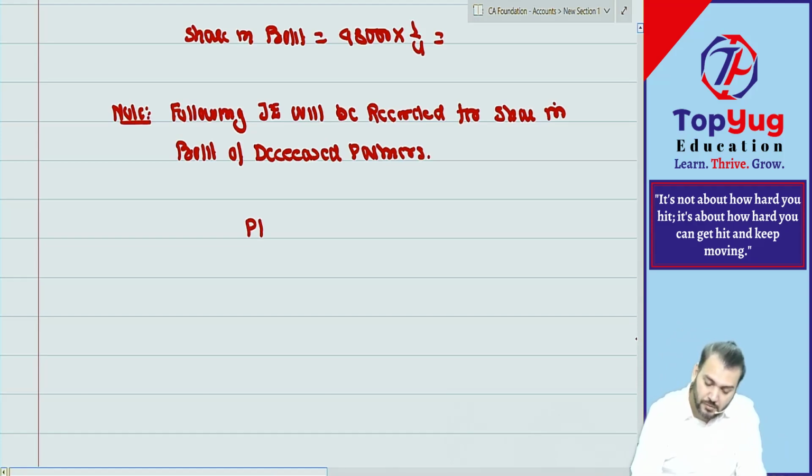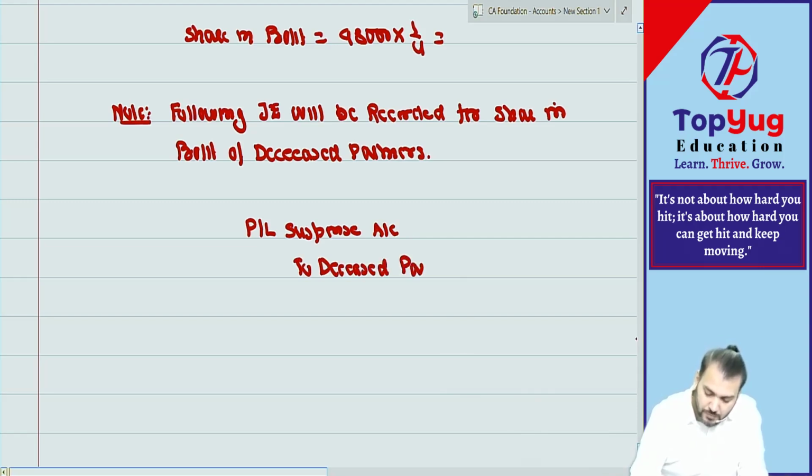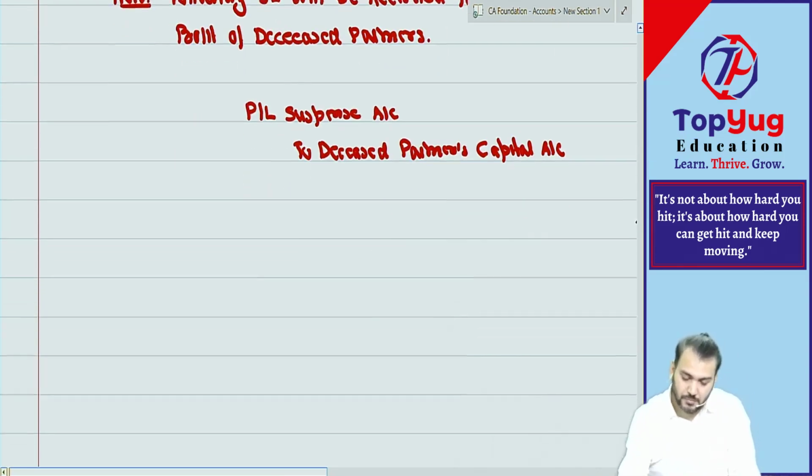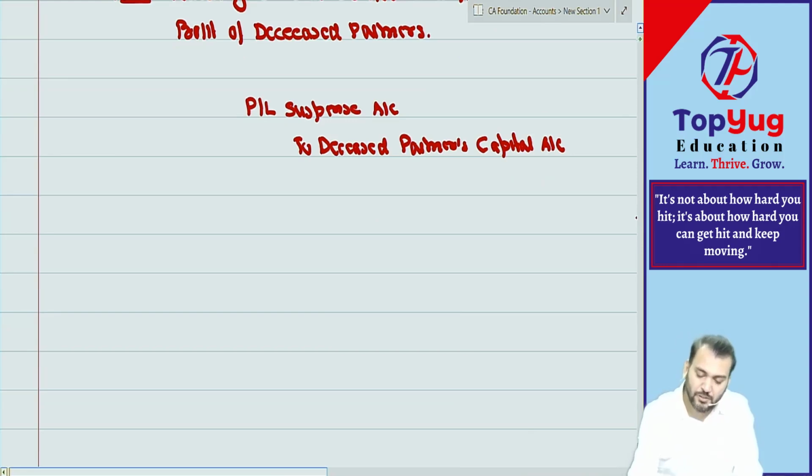Remember, profit and loss suspense account debit, to what? Deceased partner's capital account. Correct? Have you understood this point?